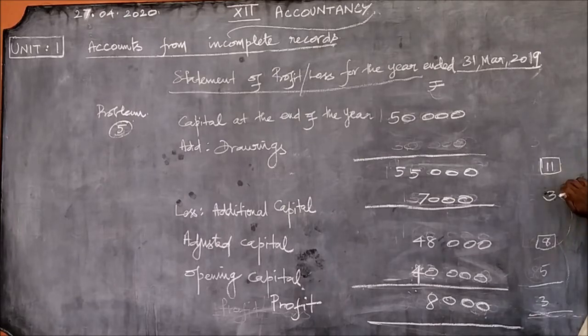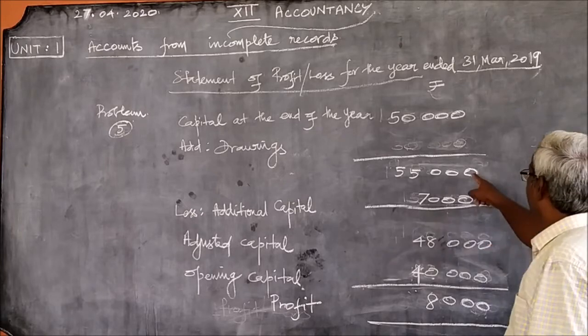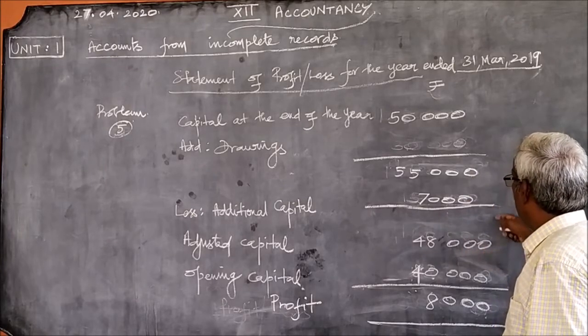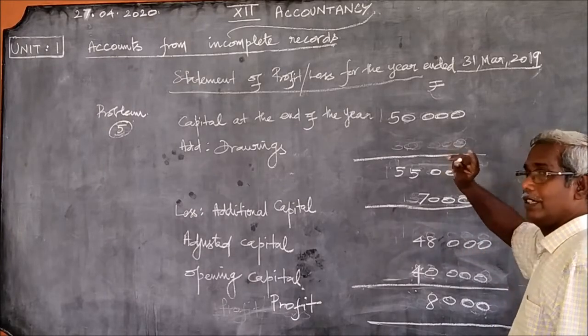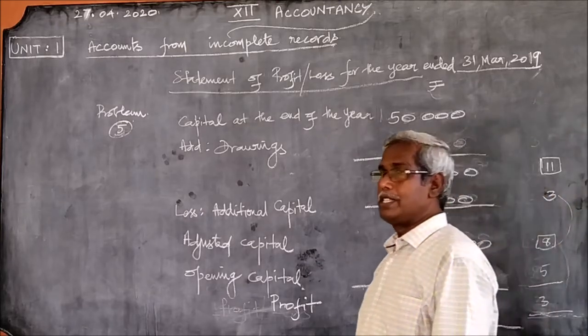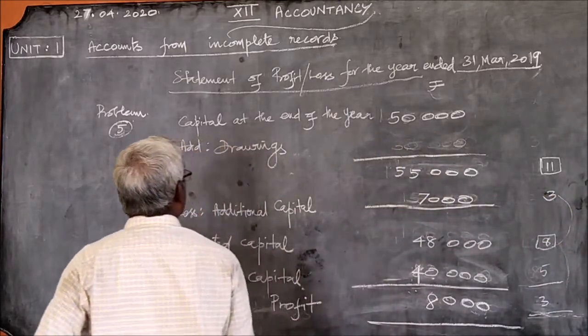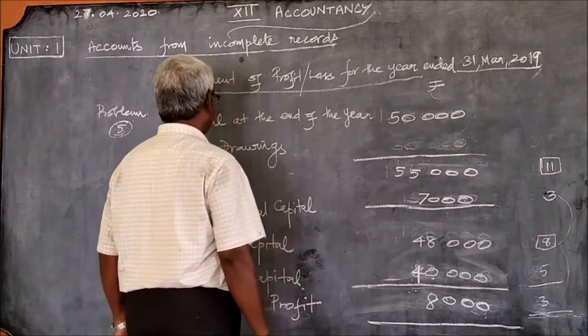From some number, if you minus 3, you will get 8. What number will be there? It is a small number, so we can write 11. 11 minus 3 is 8. So for that 11 to come in that place, what must we do? We must add these two. Likewise, for the number in this place, we must add these two and write. That's what I have written. 48 plus 7, 55,000.